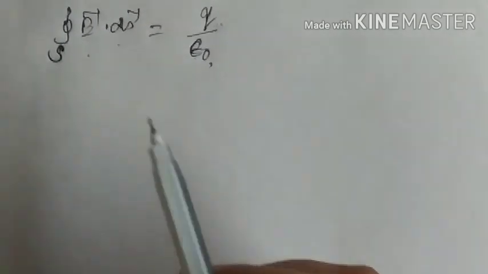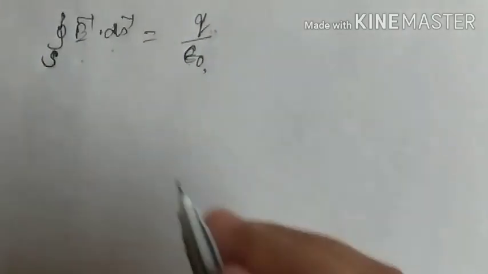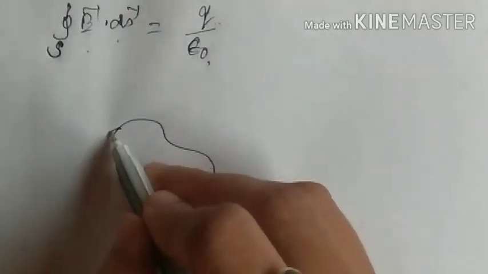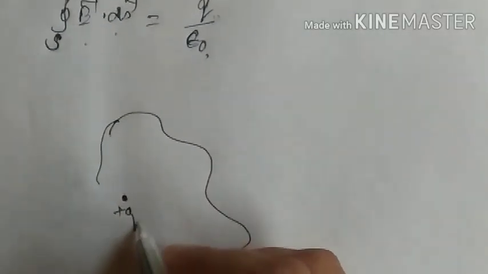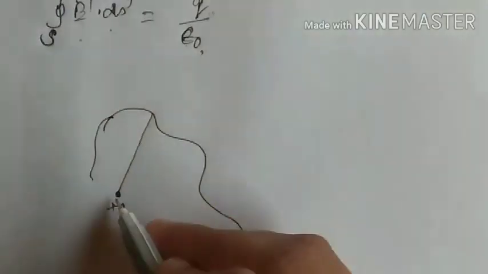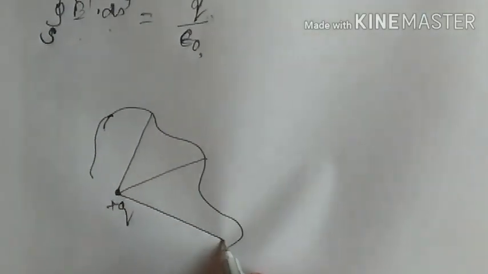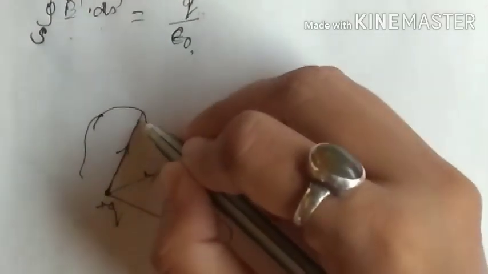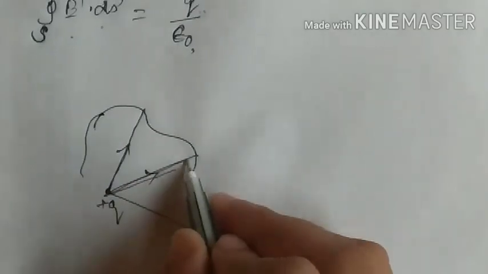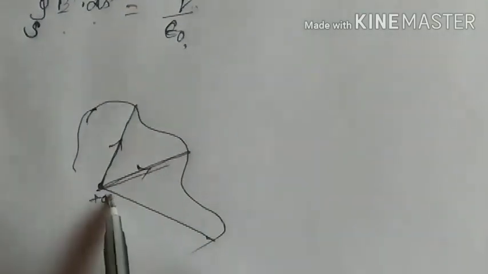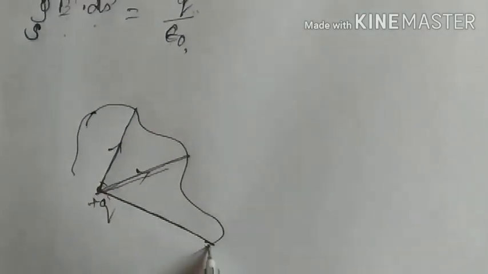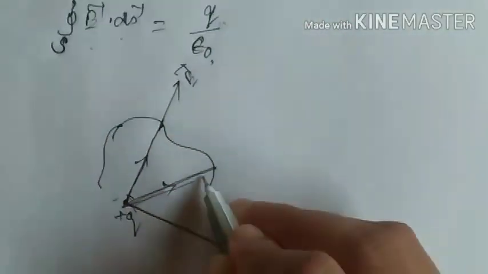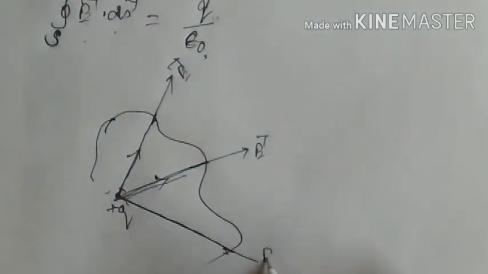Suppose non-uniform means the E value will vary. Suppose the surface is like this, and the charge is here. Its electric field directions may be like this throughout the region. You can see all the distances to particular points of the surface are varying. Here it is something different, here something different, so accordingly the value of the electric field also changes.